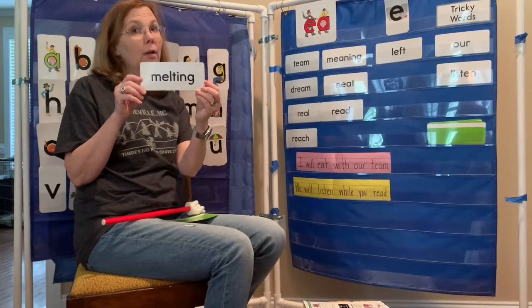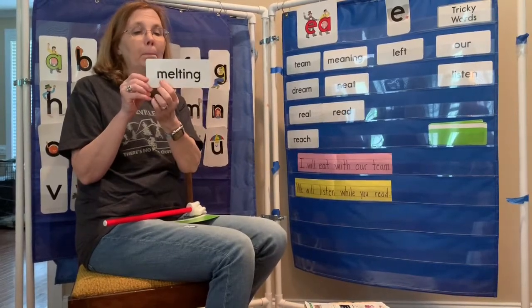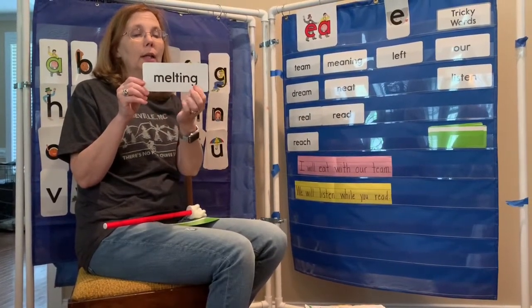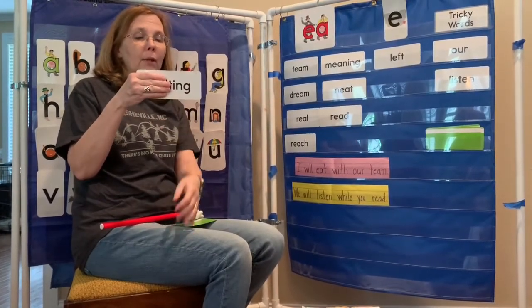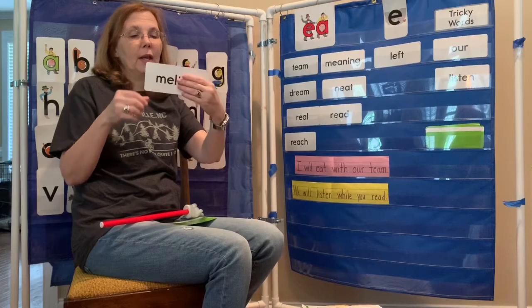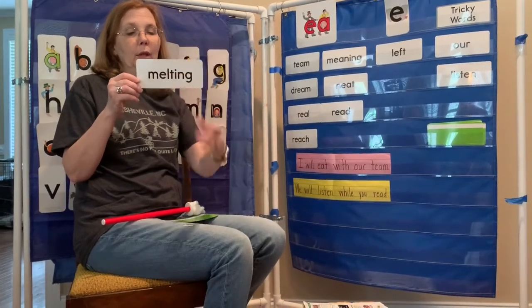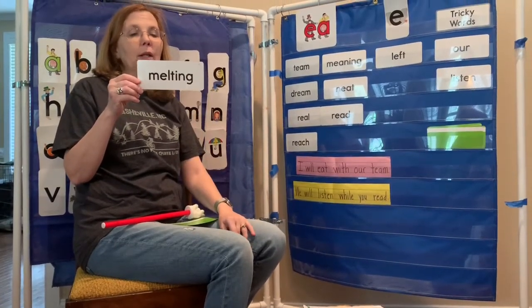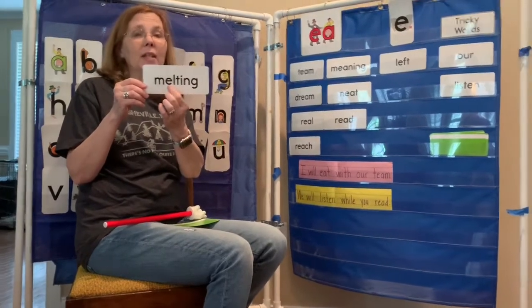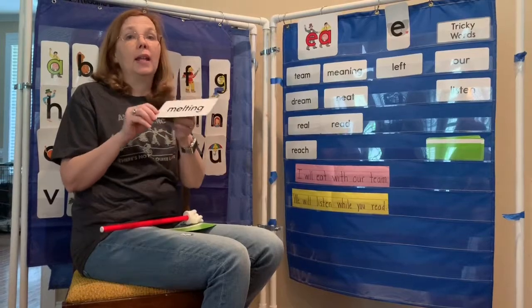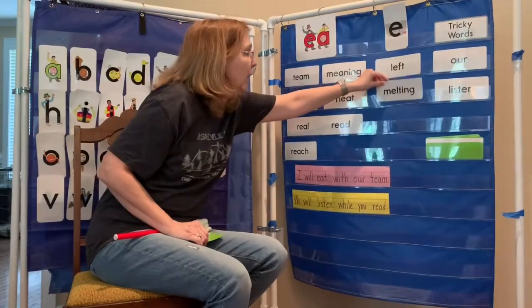Ooh, it's kind of long. Let's do it together. Melting. Remember, ing is the suffix and melt is the root word. So we've got melting. Now what's our vowel rule? That's right, the E. And this E says what sound? As in Eddie Elephant. So we're going to put that one right there.